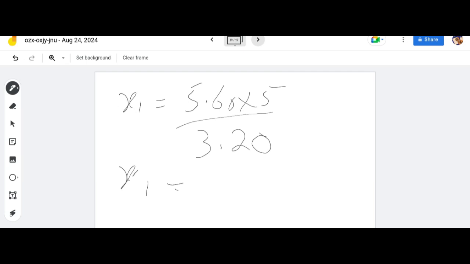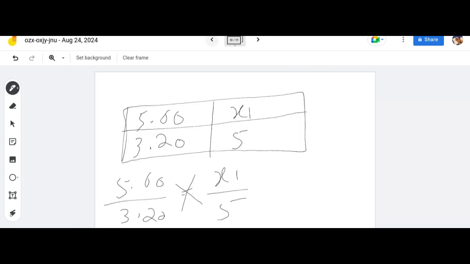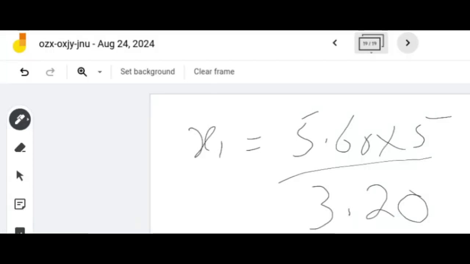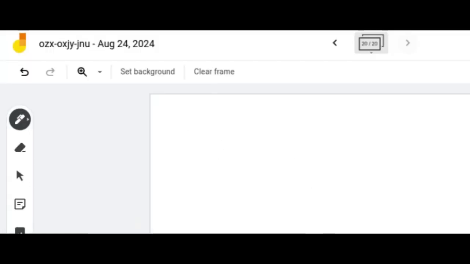Then x equals... So the answer is 8.75. Now we have to do the last question of this exercise.